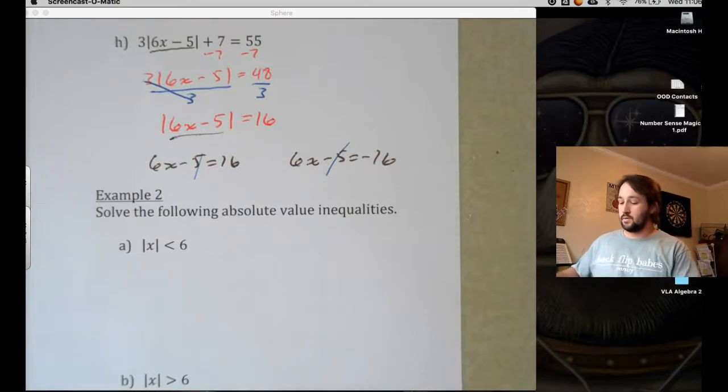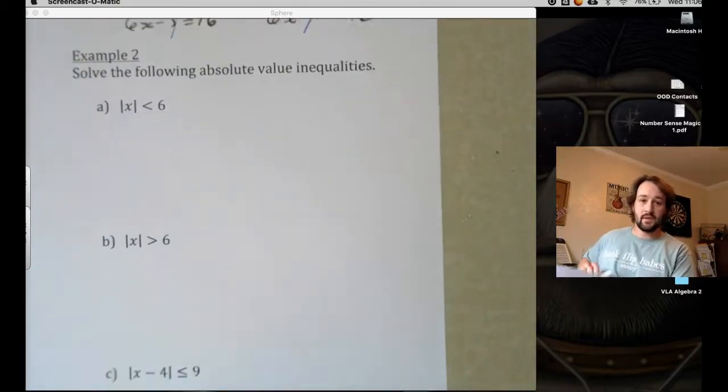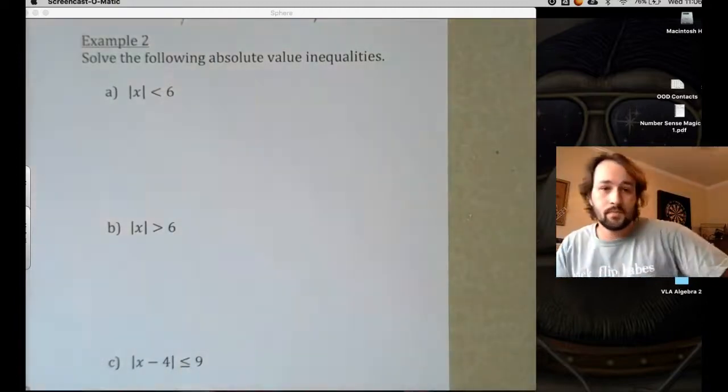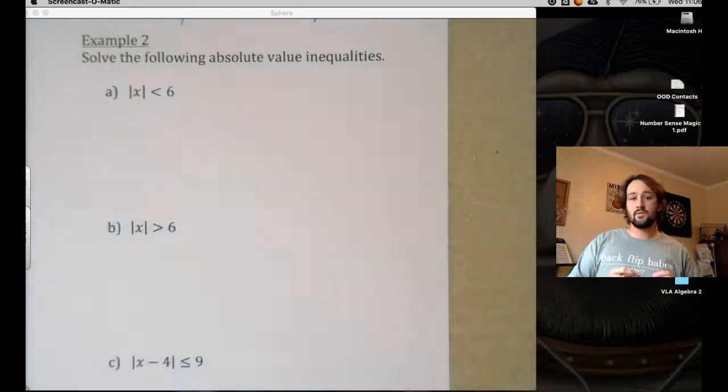All right, moving on. Solve the following absolute value inequalities. So now here's where this gets a little bit tricky. My trick is to flip both signs. I'll show you what that means.